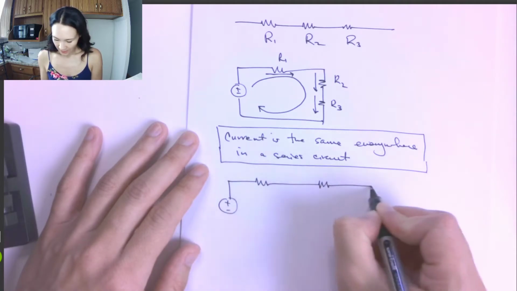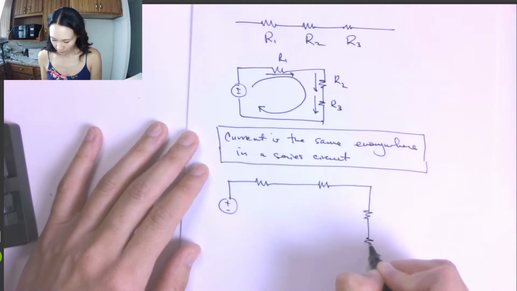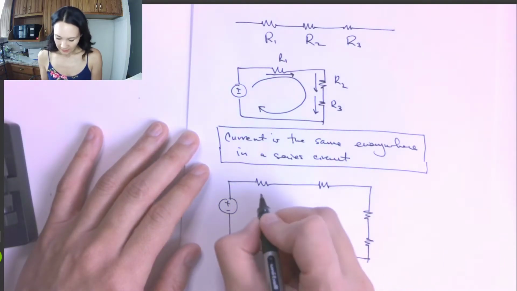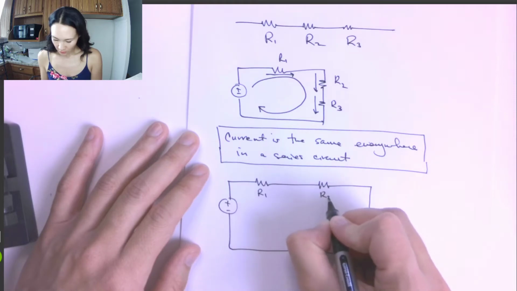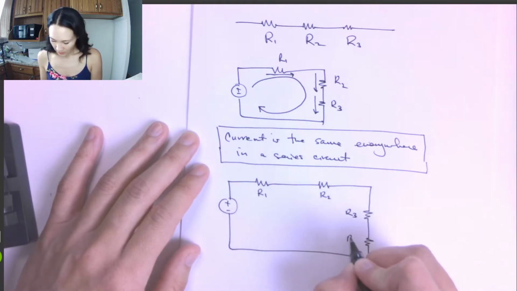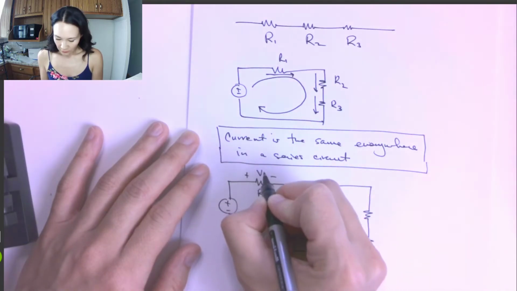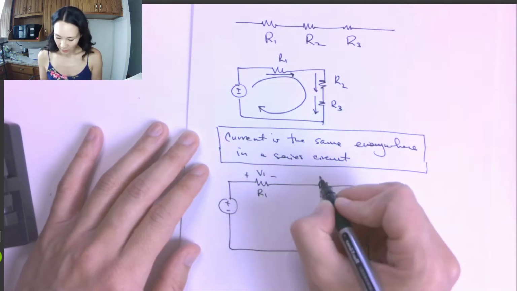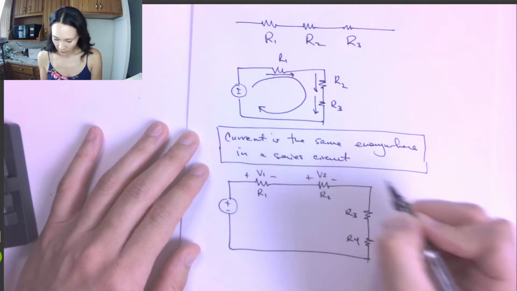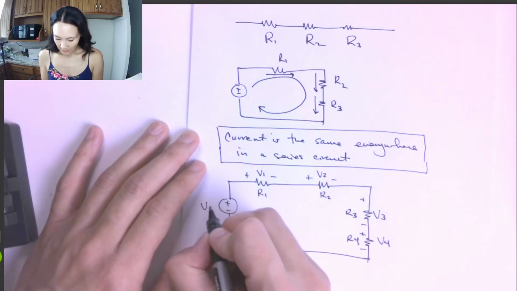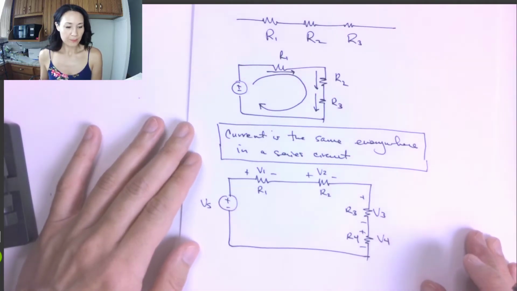So suppose we have, this time I'll put 4 resistors in series. And let's say this is R1, R2, R3, and R4. And then the voltage drop across the first resistor, we'll label that as V1. This will be V2, this will be V3, and this will be V4. And I'll label my source voltage as Vs.